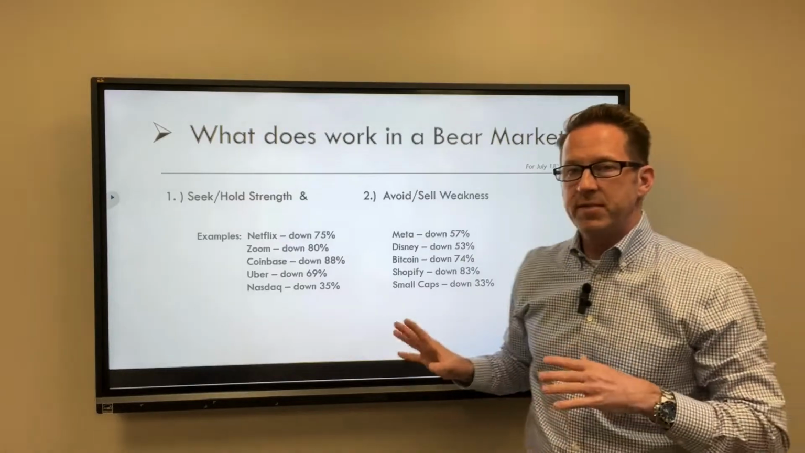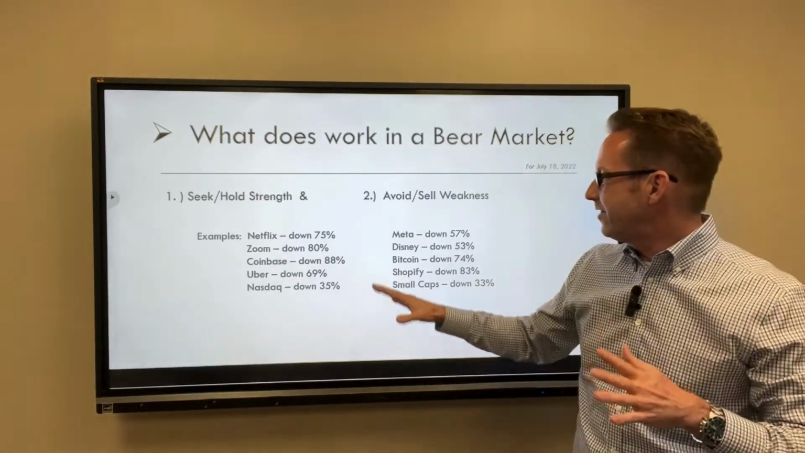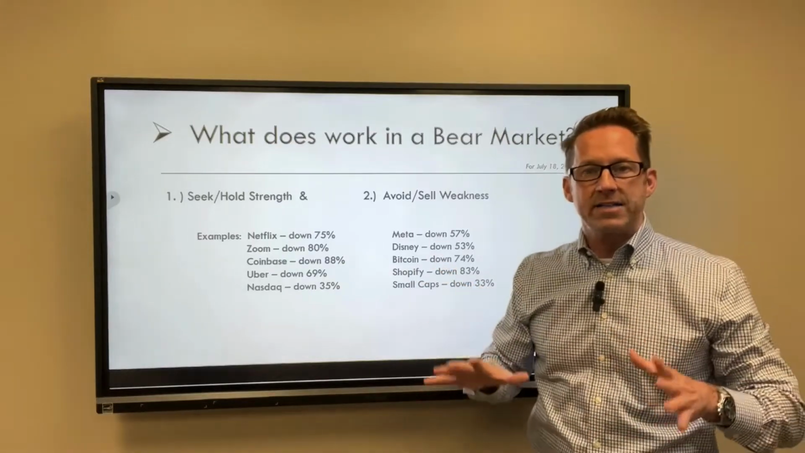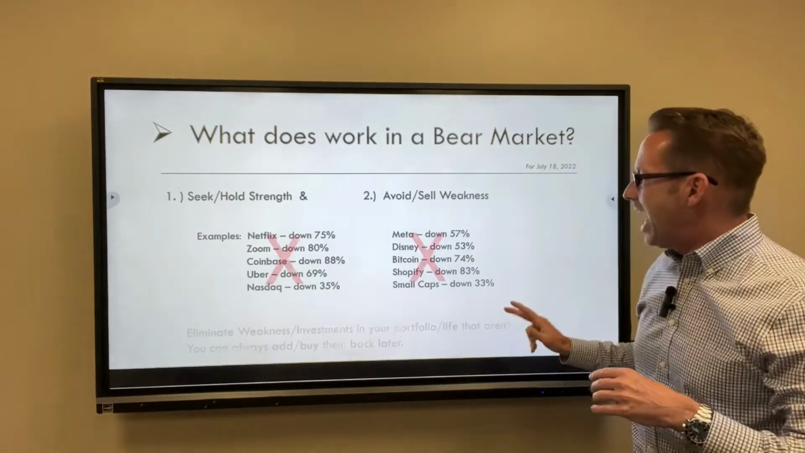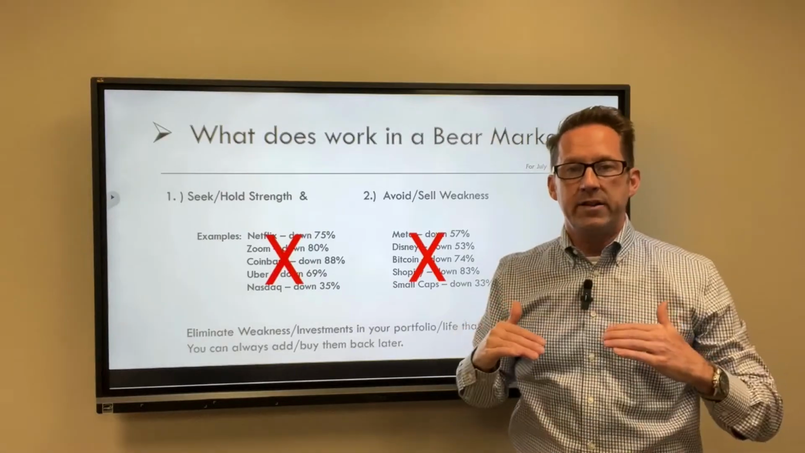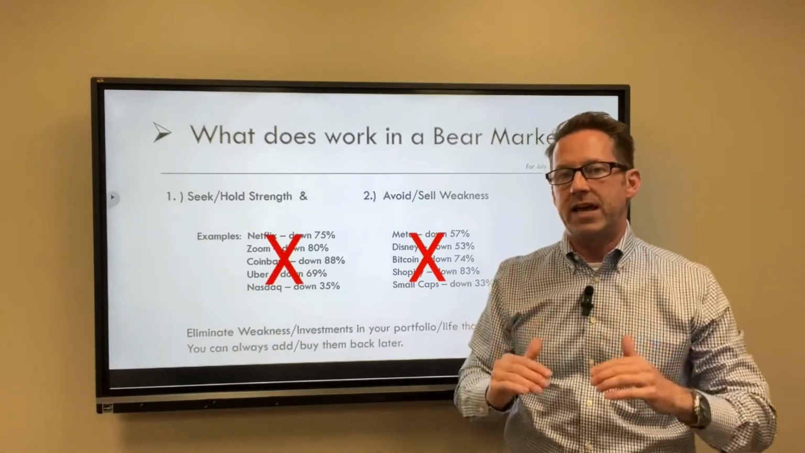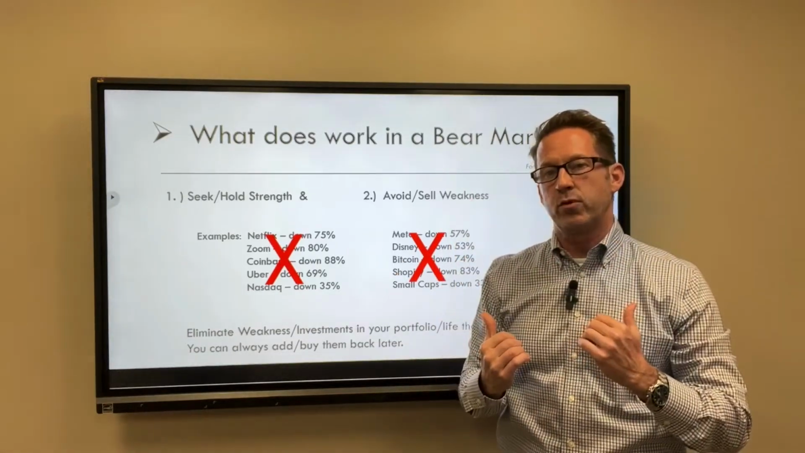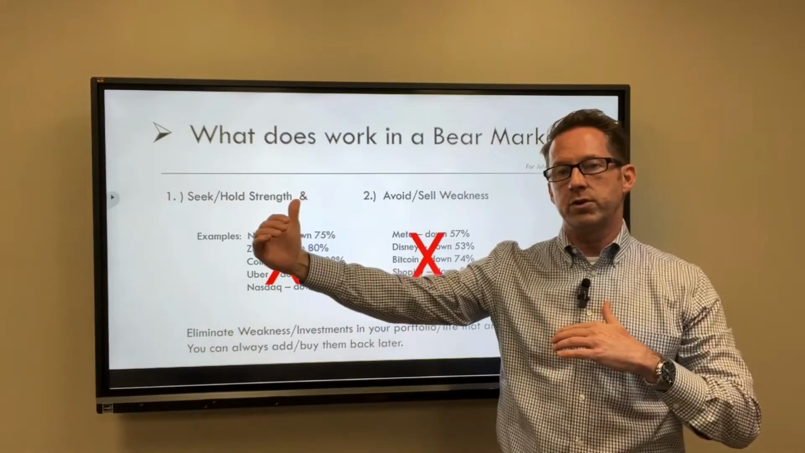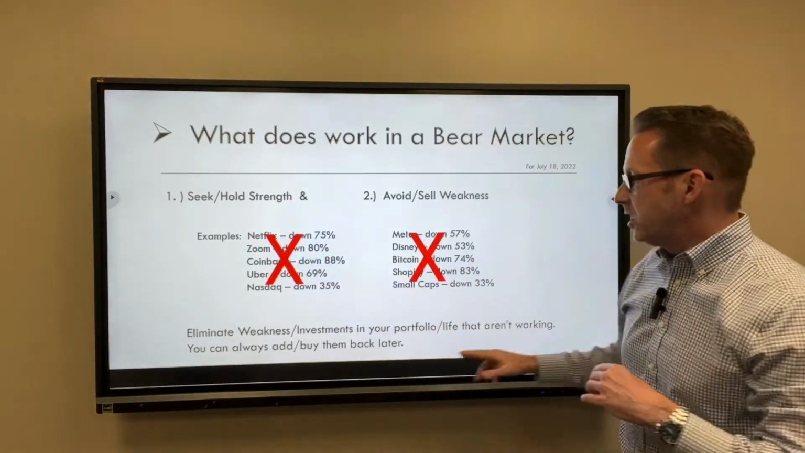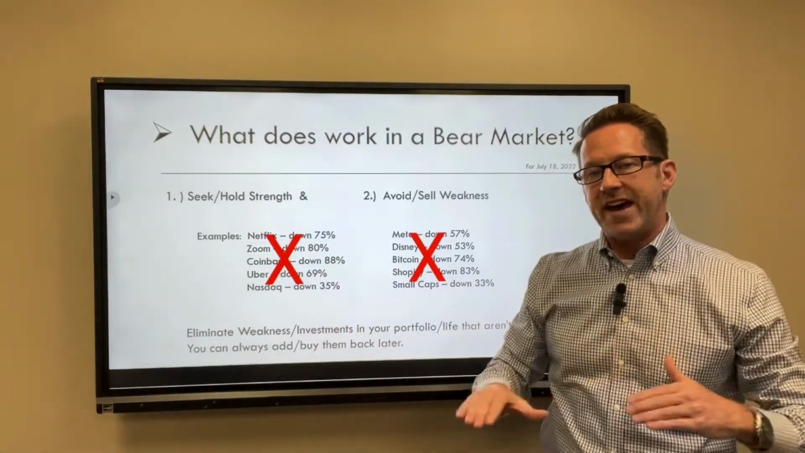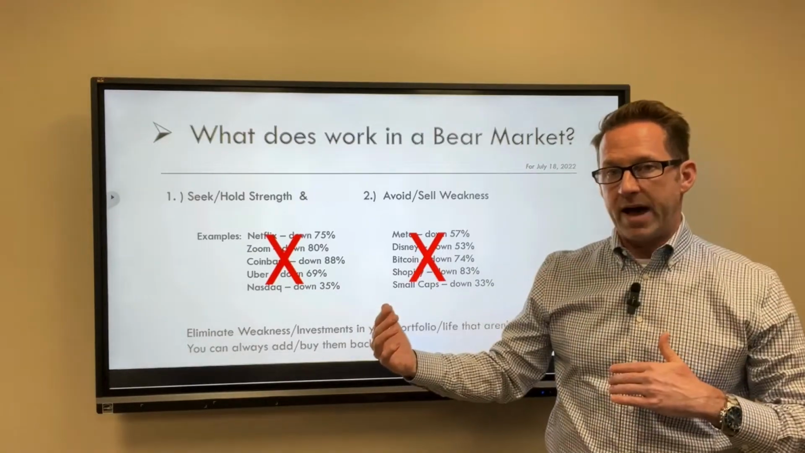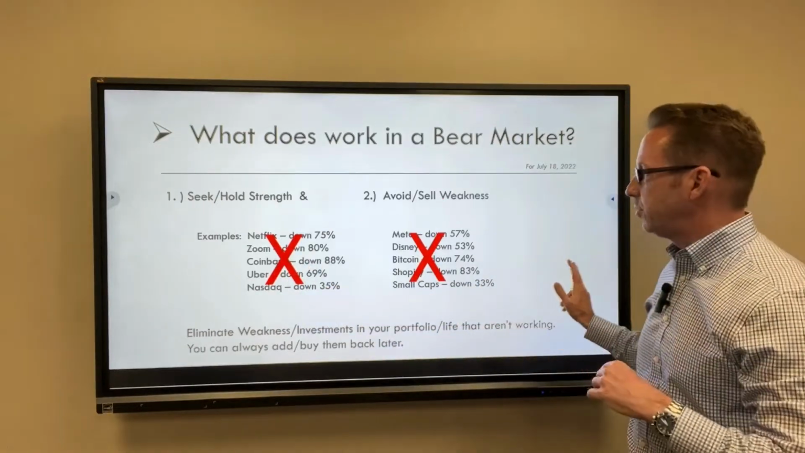Now, I went over some of these examples last week, but I added a few more: Coinbase, Bitcoin, Shopify, NASDAQ, small caps, etc. I want to eliminate those as fast as I possibly can out of my portfolio, because these are the things that drag down your performance and your overall returns. We want to eliminate that weakness as fast as we possibly can, because I can always buy them back at a later date. And I'm going to show you a couple of examples.